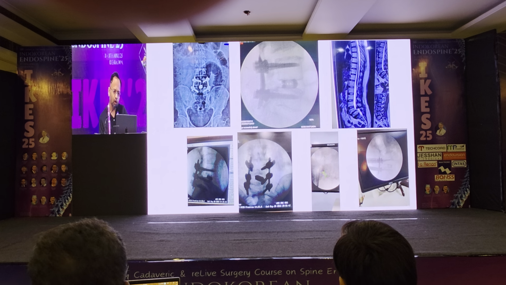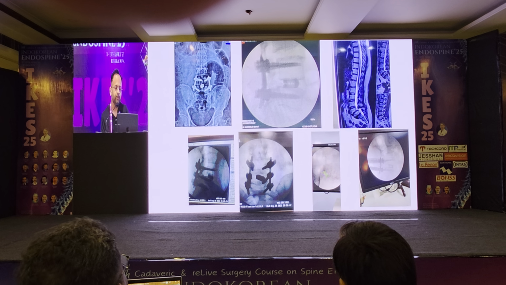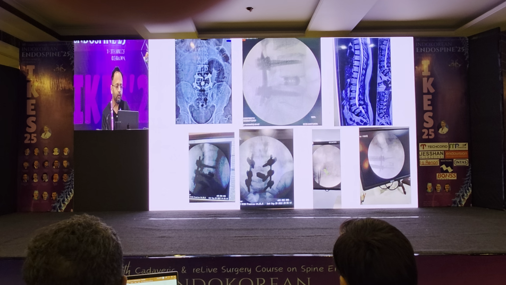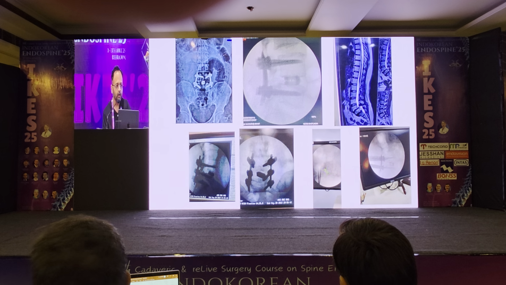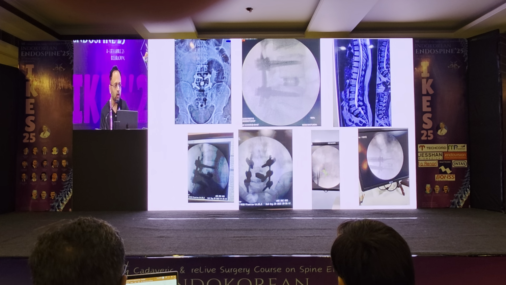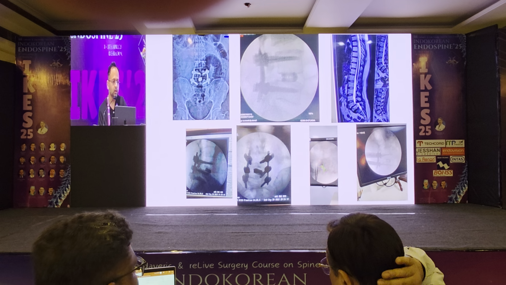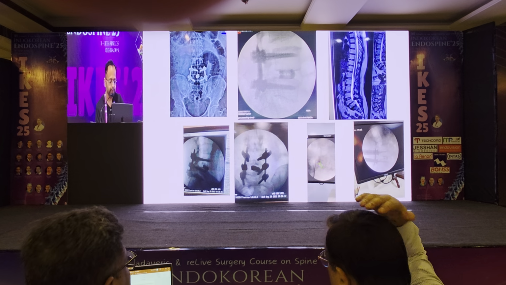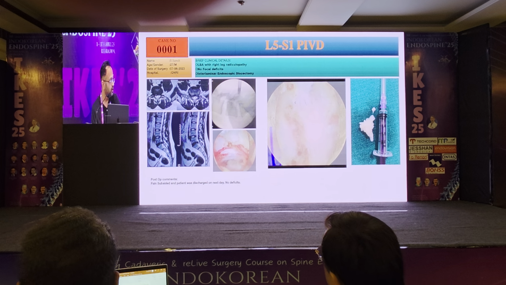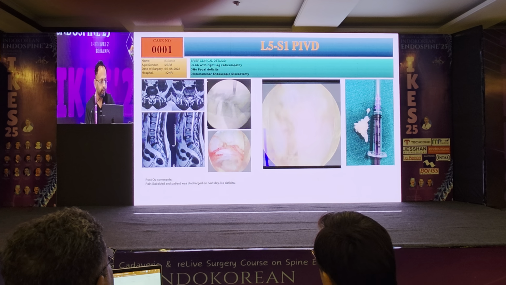This fusion is almost similar or same as UBE. So UBE and monoportal fusion, the technique is the same. It is just: T-leaf, knock off the facet, decompress the exiting nerve and the traversing nerve root, prepare the end plates and fuse it. So as I told you, this is the learning curve of my cases.